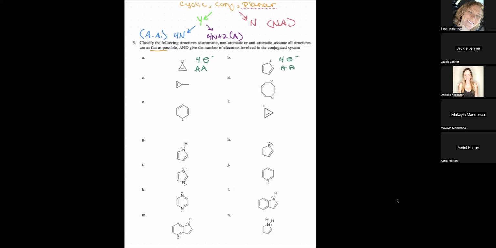That one's aromatic. That's 2, so it's 4N and then N is 0, so 2 electrons. Is that one aromatic or non-aromatic? Non-aromatic, because it's not a conjugated system. Why isn't it a conjugated system? Because there's the sp3 hybridized one. Exactly. Everybody see that? So this is non-aromatic. There we go. All right, D.